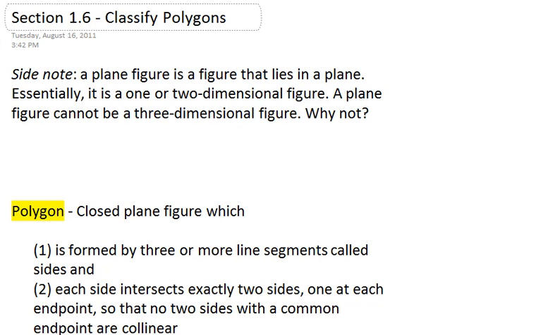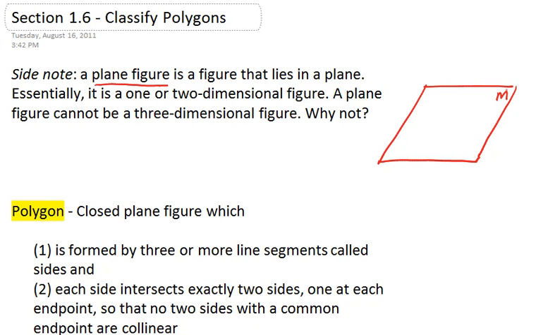Section 1.6, Classify polygons. A quick side note before we talk about polygons is the definition of a plane figure. A plane figure is a figure that lies in a plane. So if we have plane M, you can imagine plane M as a sheet of paper. But remember that a plane does go on infinitely long, so forever in every direction.